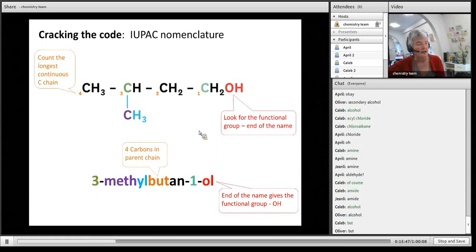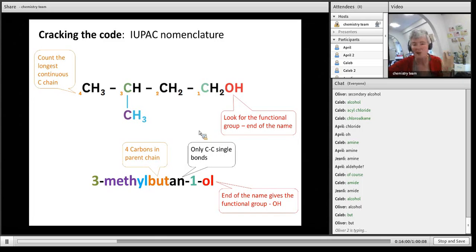Right. That ane, okay, that in black, that is the code to say that this is based on an alkane and not an alkene or an alkyne, which is a triple bond. So if I had a double bond in here, it would have been but-1-en-ol, okay? But because I've got an ane in there, it's telling me I've only got single bonds. Okay, I can see Oliver's typing, but I'll wait till he's finished there.